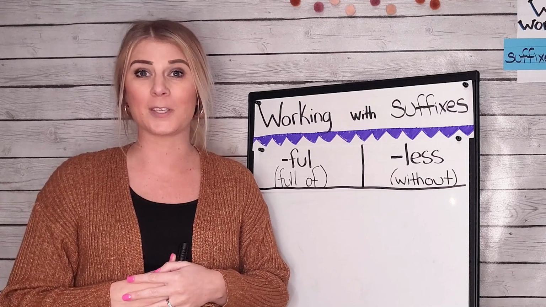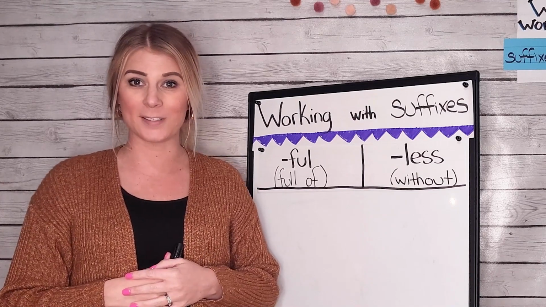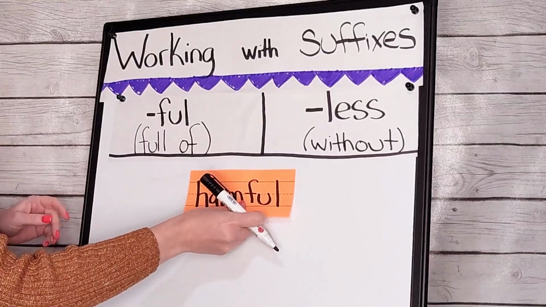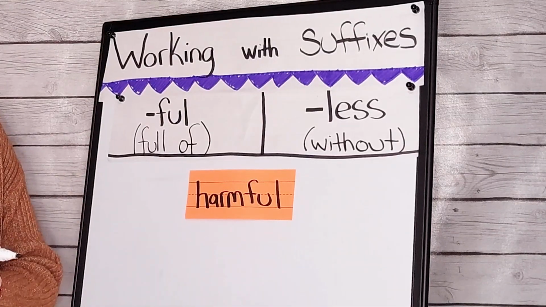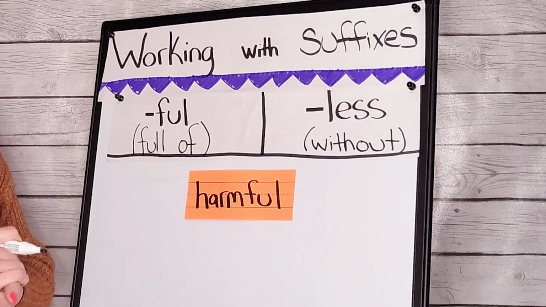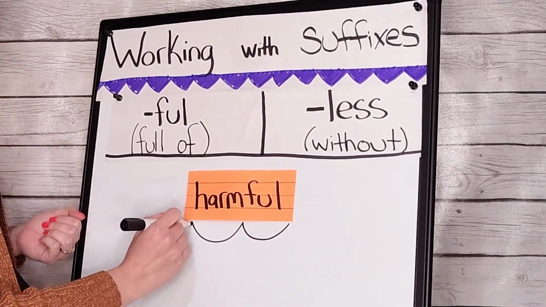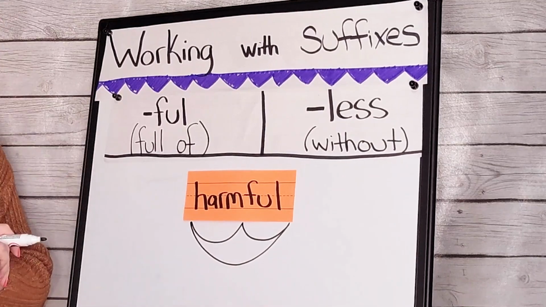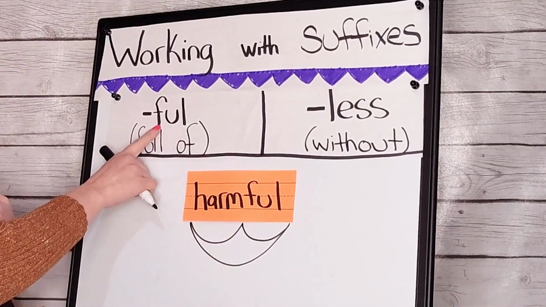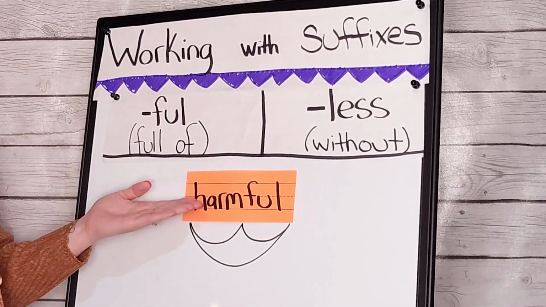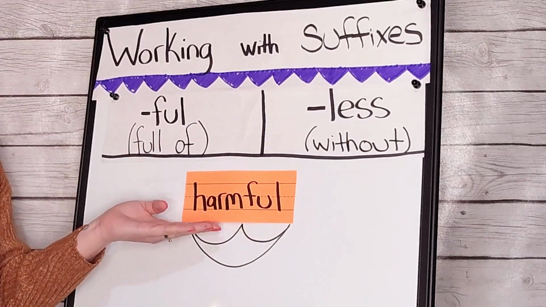Let's use our loop and swoop strategy to help us read these words. Let's look at our first word. Are you ready? Here is our first word. Let's loop and swoop this word so that we can read it together. Harmful. I see my full suffix, so I know that this word is something that is full of harm.